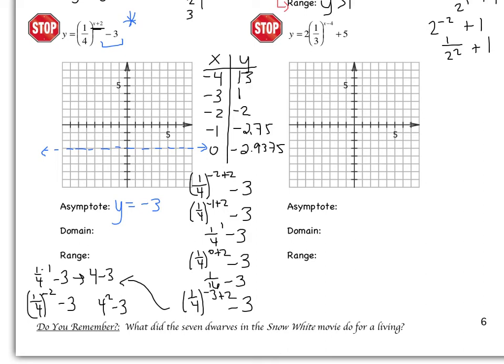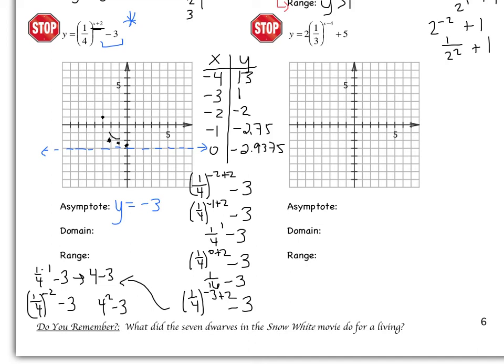Okay, so my guess is you probably got at least one of those wrong, which is okay. Sometimes we forget how to work with those exponents. Now we're ready to graph. So I'm going to start with my middle, which is -2, -2. I then have -1, -2.75, and 0, -2.9, so really, really close to -3. I then have -3, +1, and -4, +13, which definitely does not fit on my graph.